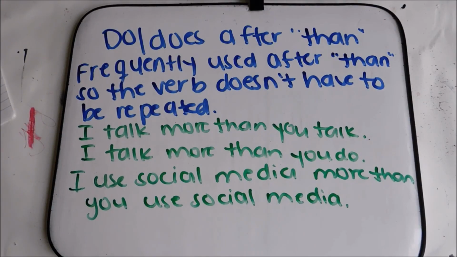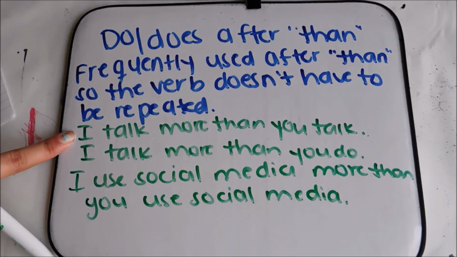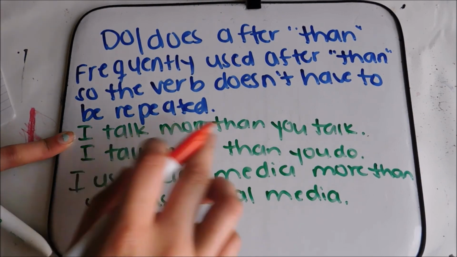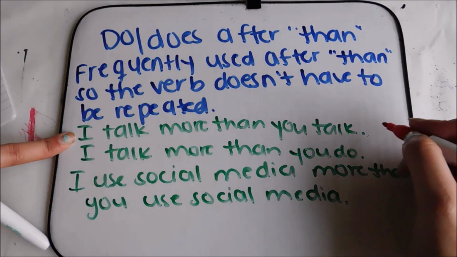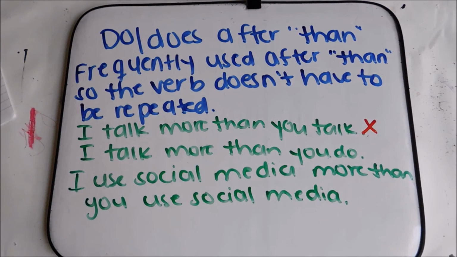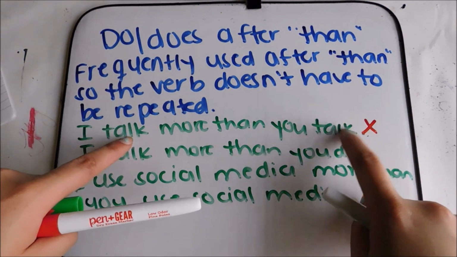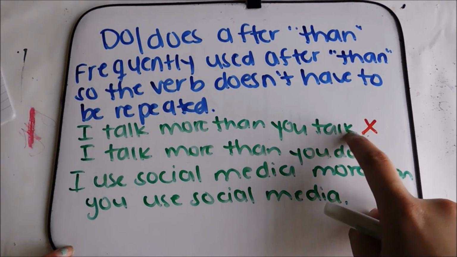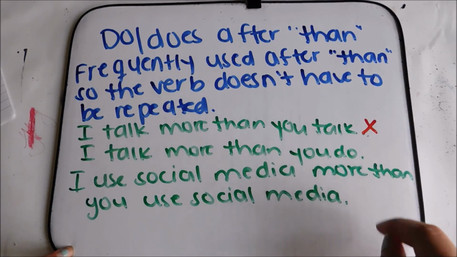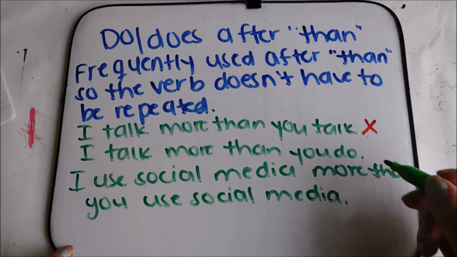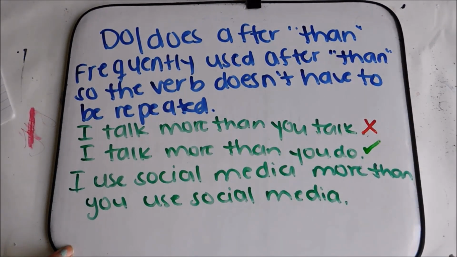Sometimes we use do or does after than, so that we don't have to repeat the verb that we're comparing. For example, in the first one, it says, I talk more than you talk. We have talk here and talk here. That's repetitive, so we don't use that one. What do we do so that we don't use talk twice? We replace the second talk with do. I talk more than you do. And there we are.